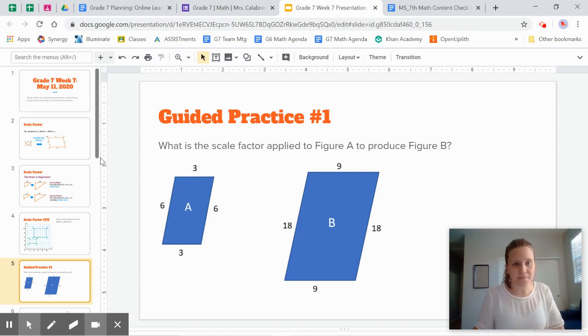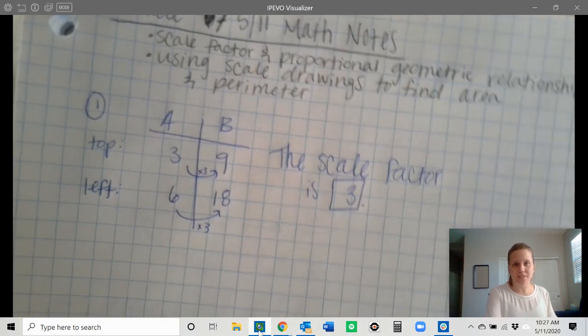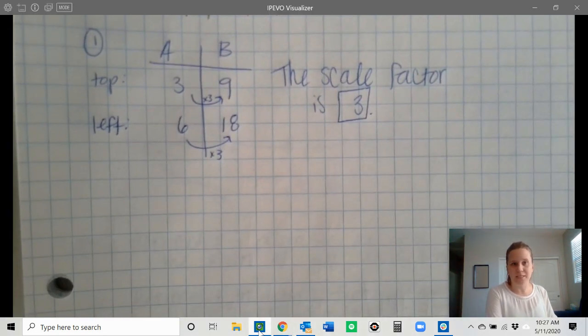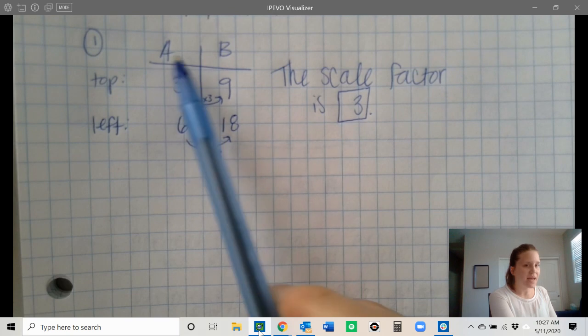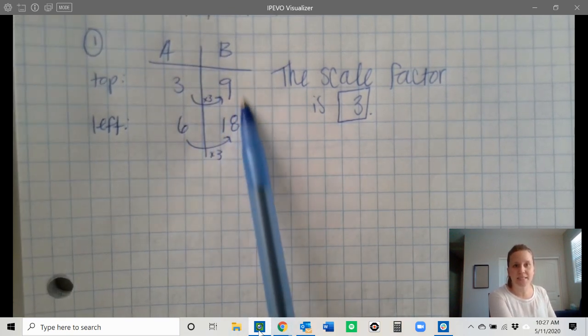Awesome, let's come back together. I know that I'm going from A to B. That's because it says scale factor applied to figure A to produce figure B. So I actually set this up. You might not have done this strategy, and that's totally fine. I just want you to experiment with it. I used a ratio table, and I thought, okay, I want to go from A to B.